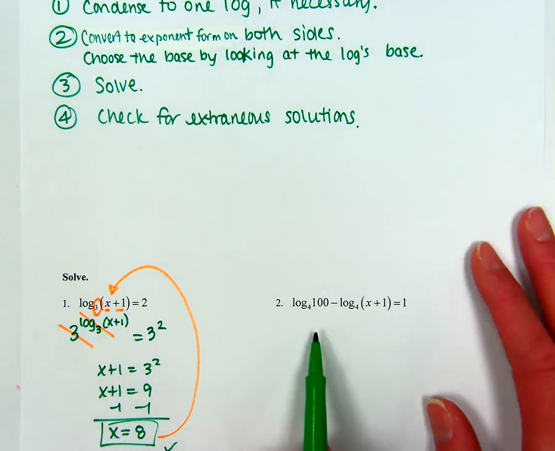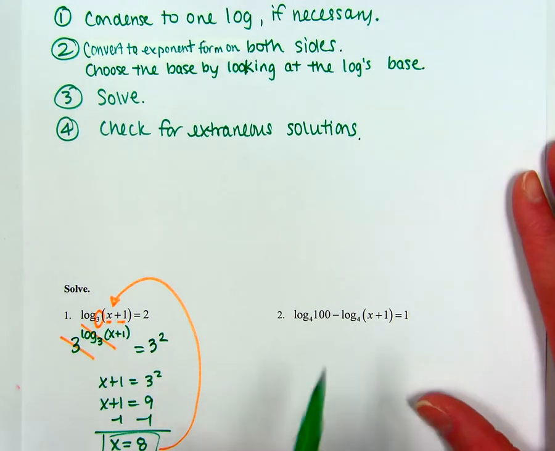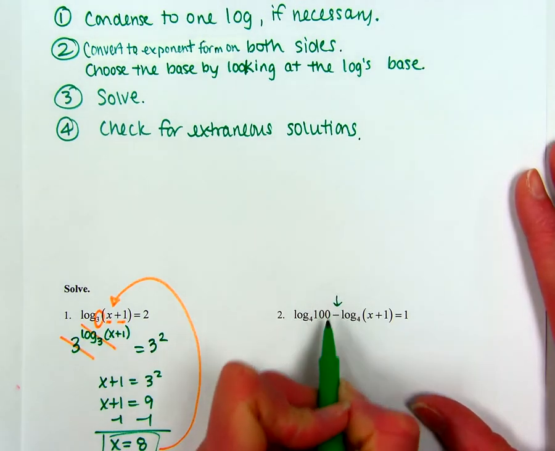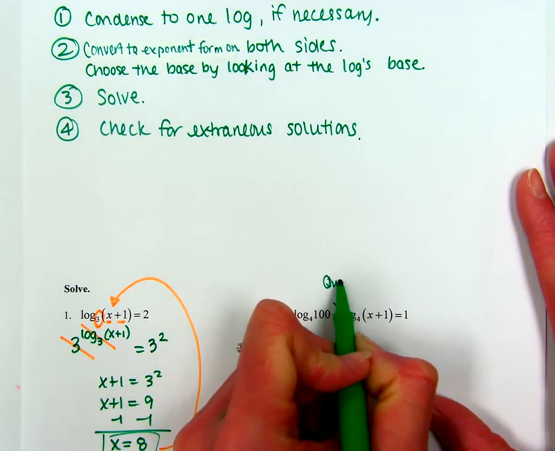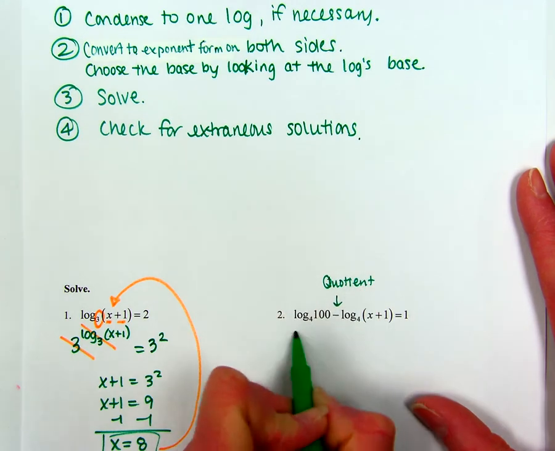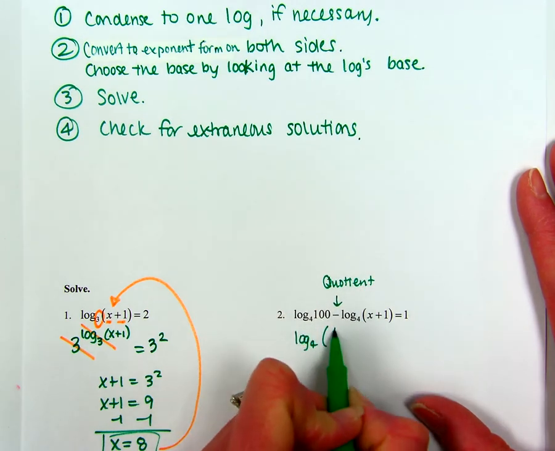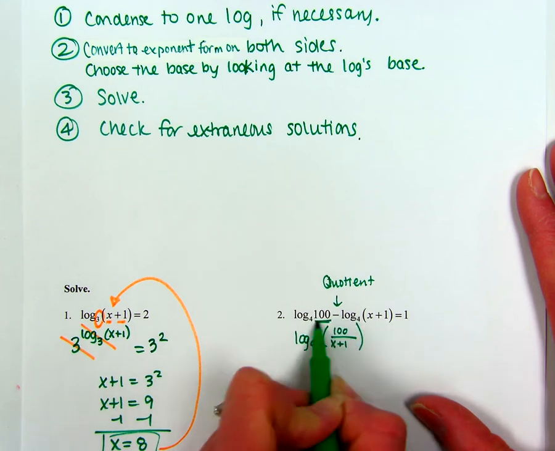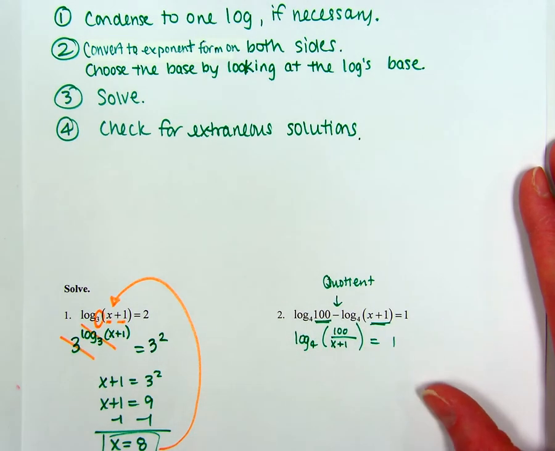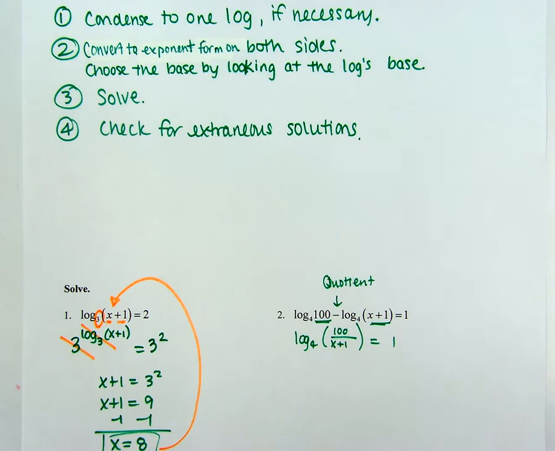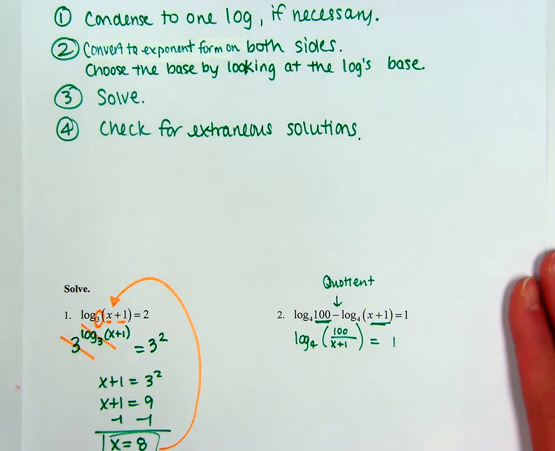All right, problem 2. First we're going to condense. All right, so that's step number 1. Notice that it's subtraction, so we're going to do our quotient rule. So we've got log base 4 of 100 over x plus 1. We're dividing 100 over x plus 1, and that equals 1. All right, step 2, we're going to convert it to an exponent form.